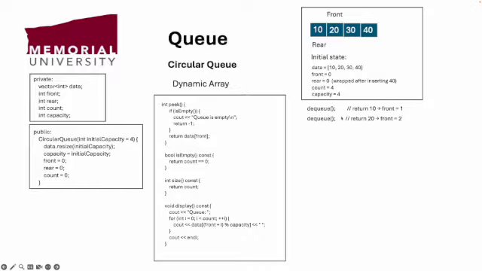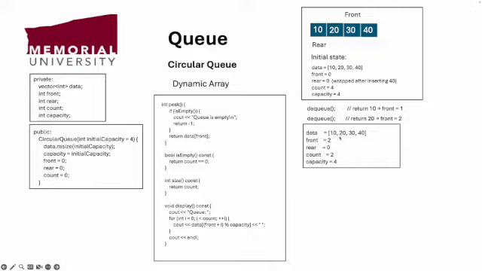Let's do another DQ here. DQ returned 20, so the front will be increased to 2, index 2. So the count will be equal to 2, count minus minus. If you want to display, they start from the front at 2 plus 0, start from 2 until when? Until 3. So they just display these 2 values.